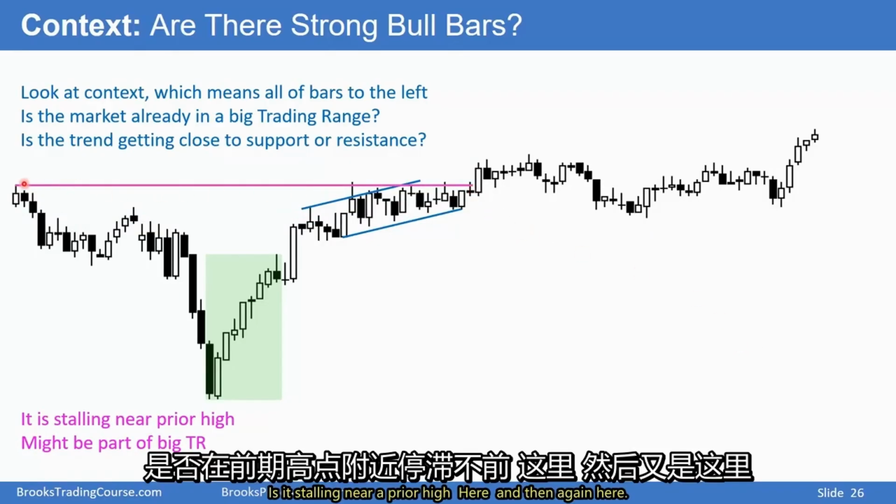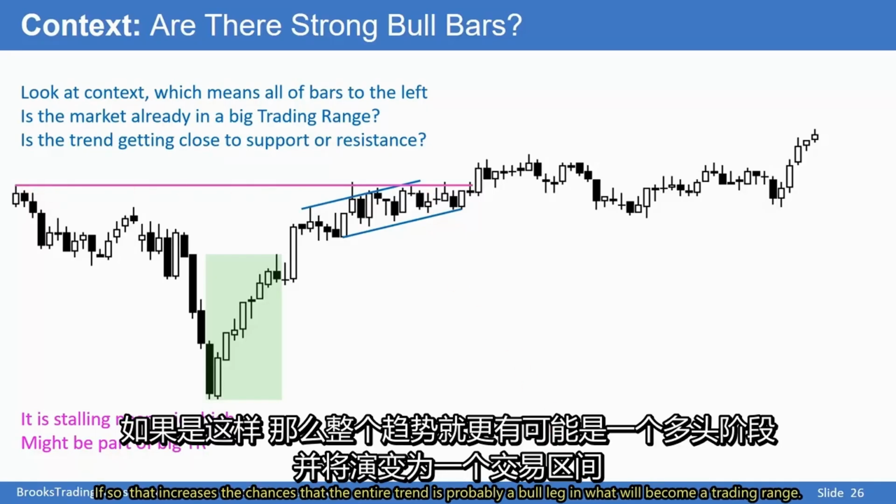Is it stalling near a prior high? Here, and then again here. If so, that increases the chances that the entire trend is probably a bull leg in what will become a trading range.